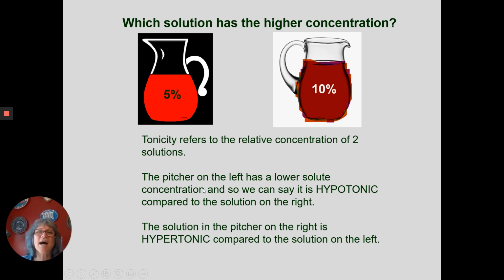Now, which solution here has the higher concentration? I'm comparing two solutions. Here, a 5% Kool-Aid solution to a 10% Kool-Aid solution. Now this picture has a lower solute concentration, so I can say it is hypotonic compared to this solution. This has more solutes dissolved in it, so this is hypertonic compared to this solution, which is hypotonic. So I can compare them one to the other.